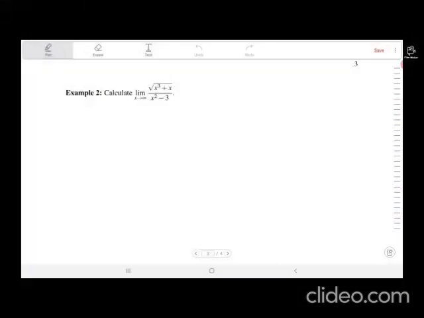Okay, so here I have a slightly different example. It has a square root in the numerator, which makes it seem a little bit more complicated, but essentially we can still do the same thing. So again, the highest power of x in the denominator is x squared, so we're going to factor out the x squared.